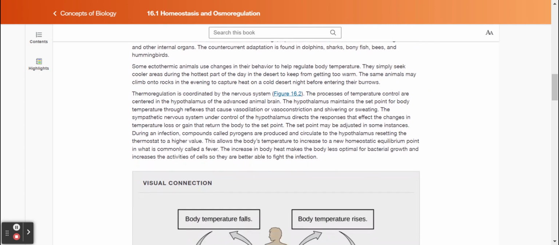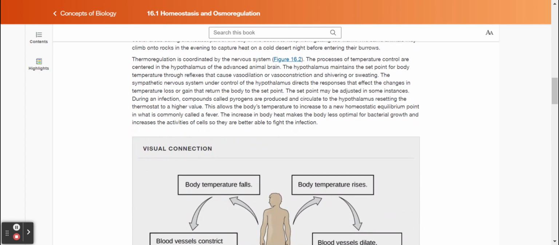Thermoregulation is coordinated by the nervous system. The processes of temperature control are centered in the hypothalamus of the advanced animal brain. The hypothalamus maintains the set point for body temperature through reflexes that cause vasodilation or vasoconstriction and shivering or sweating. The sympathetic nervous system, under control of the hypothalamus, directs the responses that affect the changes in temperature loss or gain that return the body to the set point.